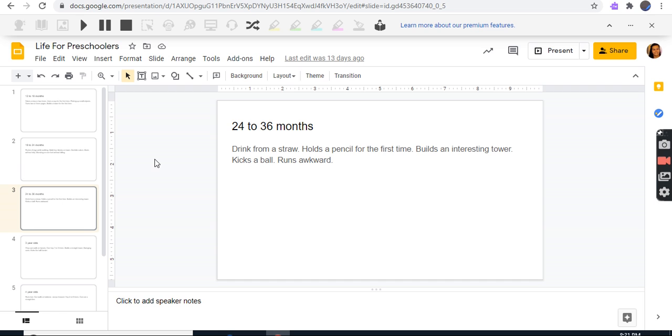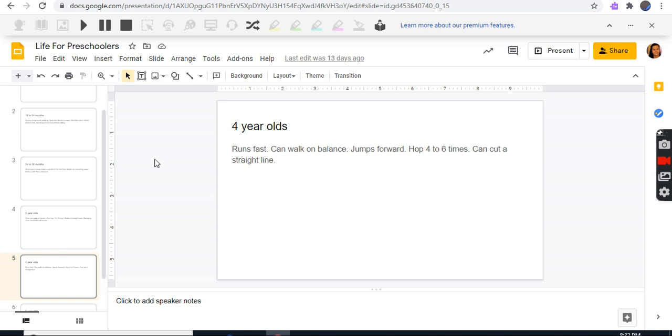24 to 36 months: drinks from a straw. Holds a pencil for the first time. Builds an interesting tower. Kicks the ball. Runs awkwardly. 3-year-olds can walk on tiptoes. Hop 1 to 3 times. Builds a straight tower. Swings arms. Kicks the ball harder. 4-year-olds run fast, a little faster. Can walk on a balance beam. Jumps forward. Hops 4 to 6 times.